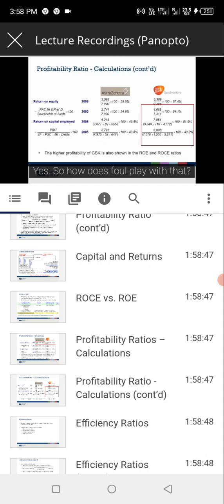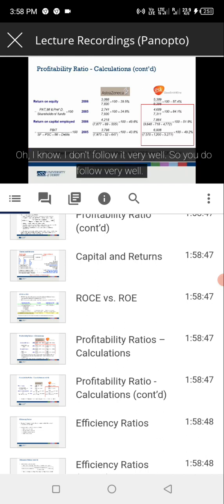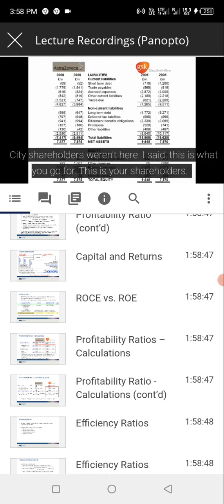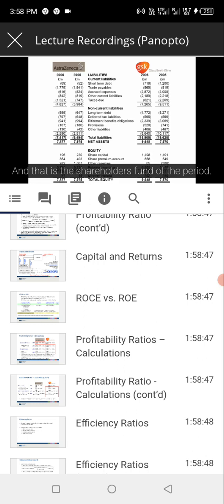Yes. Shareholders fund. I was following with that. No, you are not following very well, so you need to follow very well. See the shareholders fund here. I said this is what you go for. This is your shareholders fund. It's equity. This is your total equity minus minority interest. You are now left with the equity belonging to the shareholders of the parent. And that is the shareholders fund of the parent. That is what you want. Is that okay?